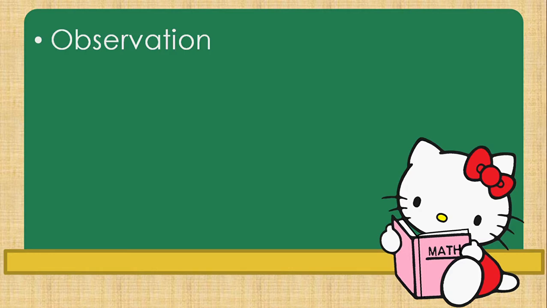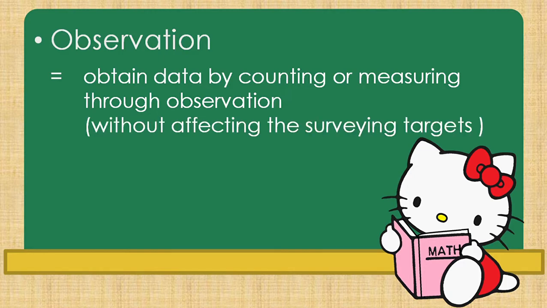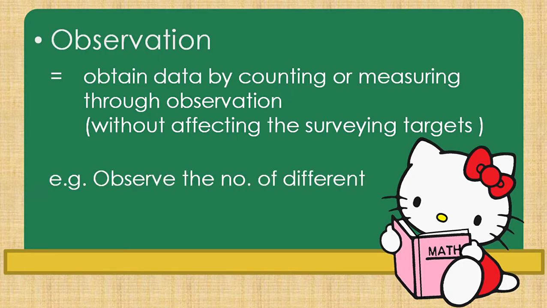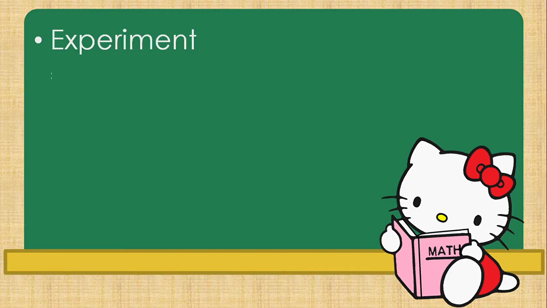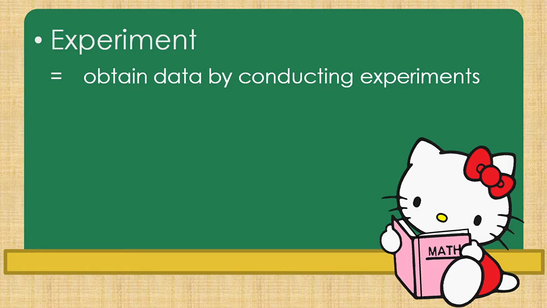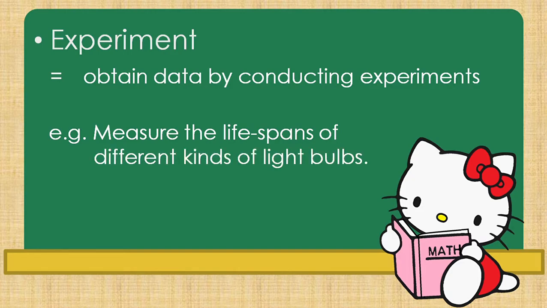How about observation? Observation is that we can obtain data by counting or measuring through observation, usually without affecting the surveying targets. For example, we can observe the number of different types of vehicles passing through some tunnels in a certain time. Observation is quite often used like this. How about experiment? By using experiment, we can obtain data by conducting experiments, like measuring the lifespan of different kinds of light bulbs.